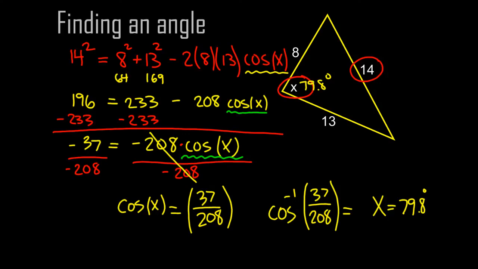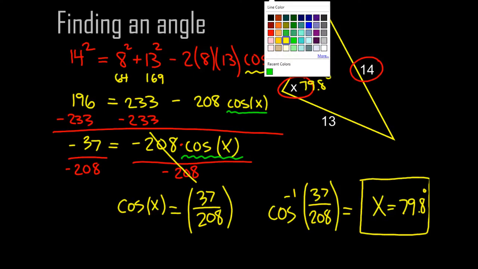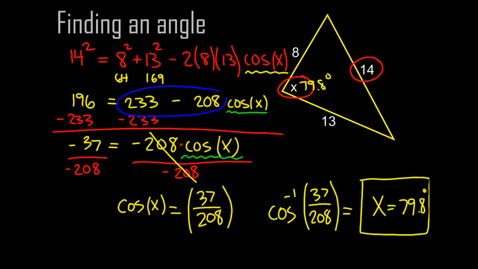So that would be law of cosines finding an angle. It's a bit more of a process than finding a side, and you have to be a little careful. And remember, the biggest mistake that we see is students will take these two things and subtract them. Do not, this is hard to read, do not subtract these. If you subtract those, you're going to make a mistake.